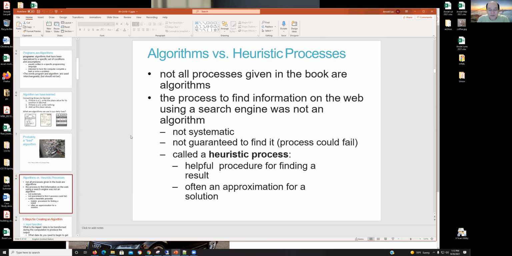So what is an algorithm versus a heuristic process? The long and short of it, a heuristic process is basically a shortcut. Some of you may know the rule of 72: how long does it take to double your money given whatever interest rate you have? You divide that interest rate into 72 and that gives you a ballpark idea of how long it takes to double your money, okay?